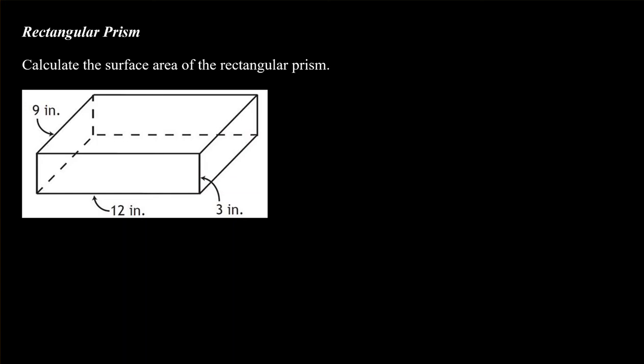We're talking about the surface area of prisms today. We're going to dive right in and start talking about a rectangular prism. This is what a rectangular prism looks like. It's basically a box. Hopefully you'll notice that some of the sides of the box are very similar.